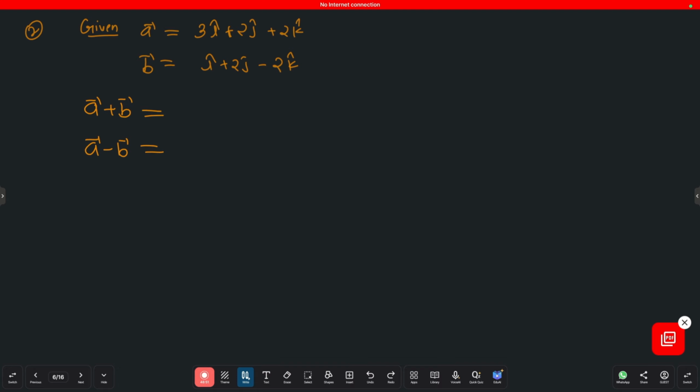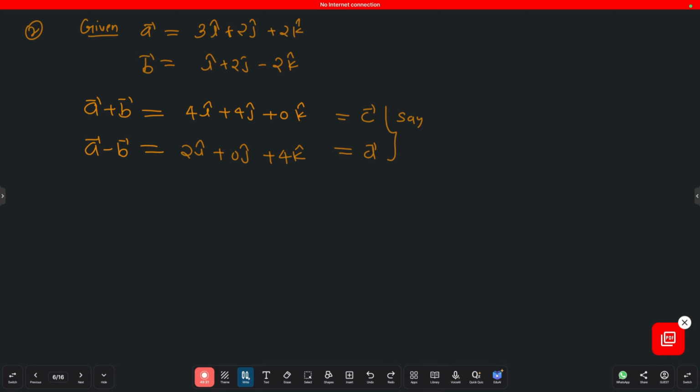First, calculate these vectors. A plus B vector is 4i plus 4j and then 2k plus 2k... plus 2 minus 2 cancel, so 0k. Then A minus B: 3 minus 1, 2i, and 2 minus 2, 0j, and 2 minus minus 2, plus 4k vector. This is A plus B vector, A minus B vector. Okay. For our convenience, can I give another name? C vector, D vector. Is there any problem? Suppose C vector equals A plus B, D vector equals A minus B.